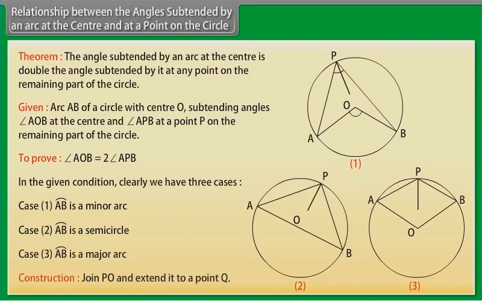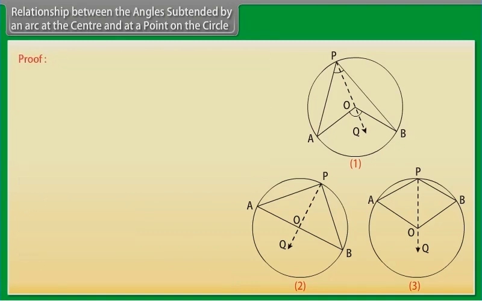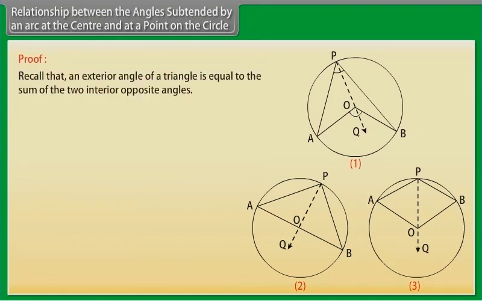Construction: join PO and extend it to a point Q. Proof: recall that an exterior angle of a triangle is equal to the sum of the two interior opposite angles. So we have angle QOB is equal to angle OPB plus angle PBO.